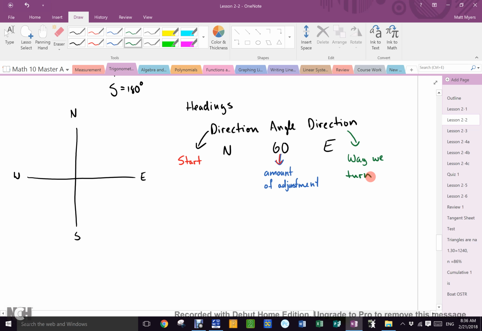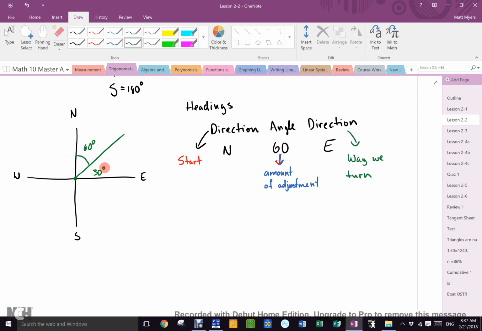Okay? So if I told you north 60 east, and I wrote it N60E, if it was just north, we'd be walking straight up here, yes? But we're not. We're adjusting 60 degrees towards the east. So if north is 0, I'm going to walk 60 degrees away from north in an easterly direction. So this is 60. What's this? 30. Is everybody cool with those?